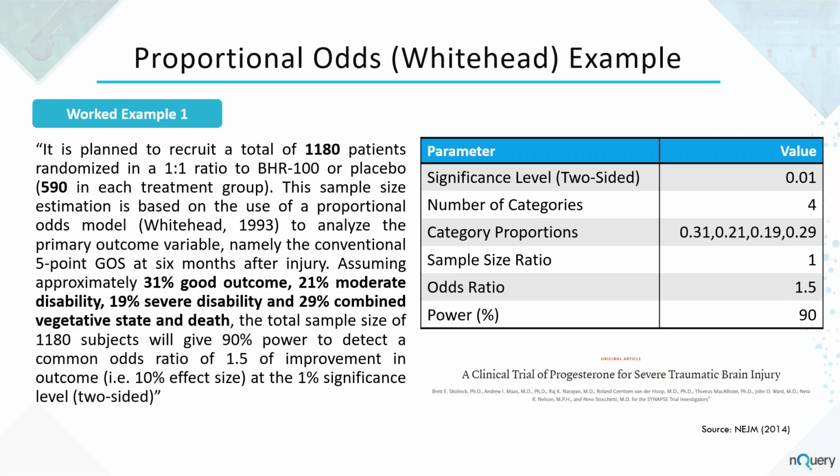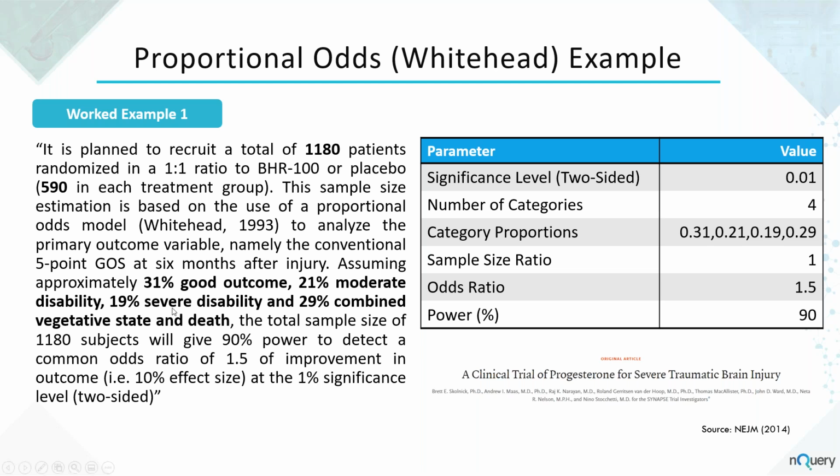So here we see an example relating to progesterone for severe traumatic brain injury. This is a real trial which completed a couple of years ago, I believe. It was a phase 3 trial, and it actually ended up failing, I believe. But anyway, I suppose that doesn't matter too much. Really, what we're interested in is the type of endpoint which they used, which was based on the Glasgow outcome scale.